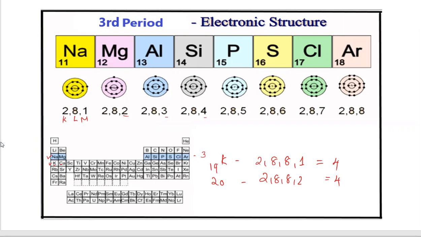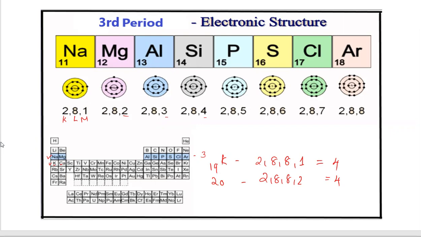So how to find the period? You have to write the electronic configuration and count the number of shells. That will be equal to the period number. I hope you understood how to find group and period.